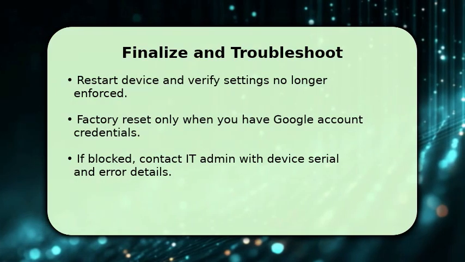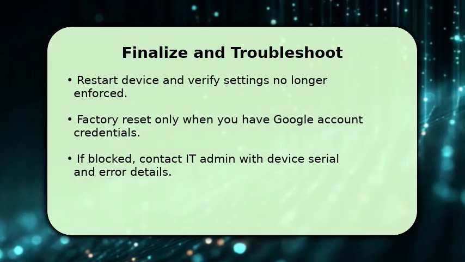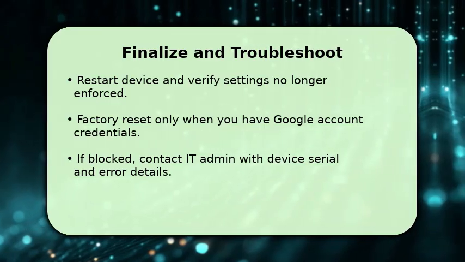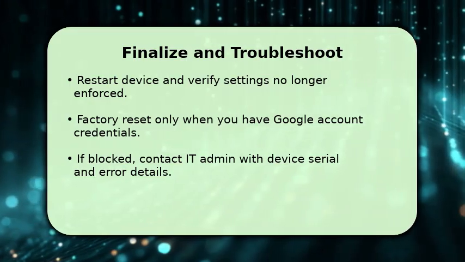Finish by restarting the phone and checking settings where the restriction appeared. Confirm the policy no longer applies. If the admin remains, back up your data and consider a factory reset, but only proceed if you have the Google account and password to avoid FRP lock.